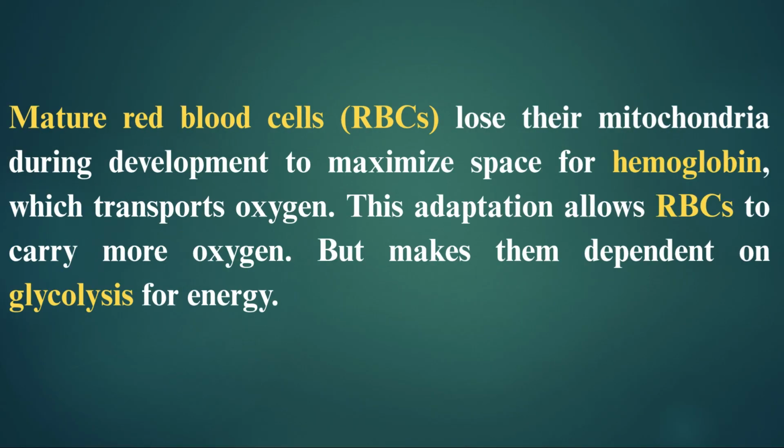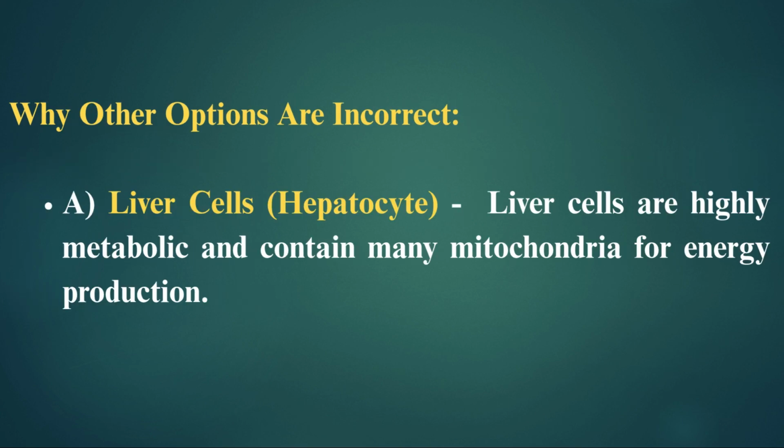Mature red blood cells, RBCs, lose their mitochondria during development to maximize space for hemoglobin, which transports oxygen. This adaptation allows RBCs to carry more oxygen. Why other options are incorrect?